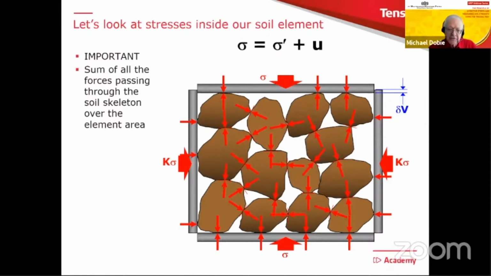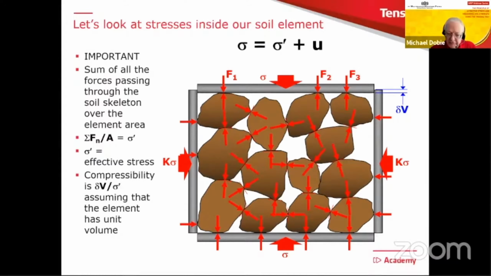Now, an important thing here is that the sum of all those forces passing through the elements over unit area is the effective stress. And therefore, the compressibility is actually delta V over the effective stress, assuming that we have a unit volume of material.